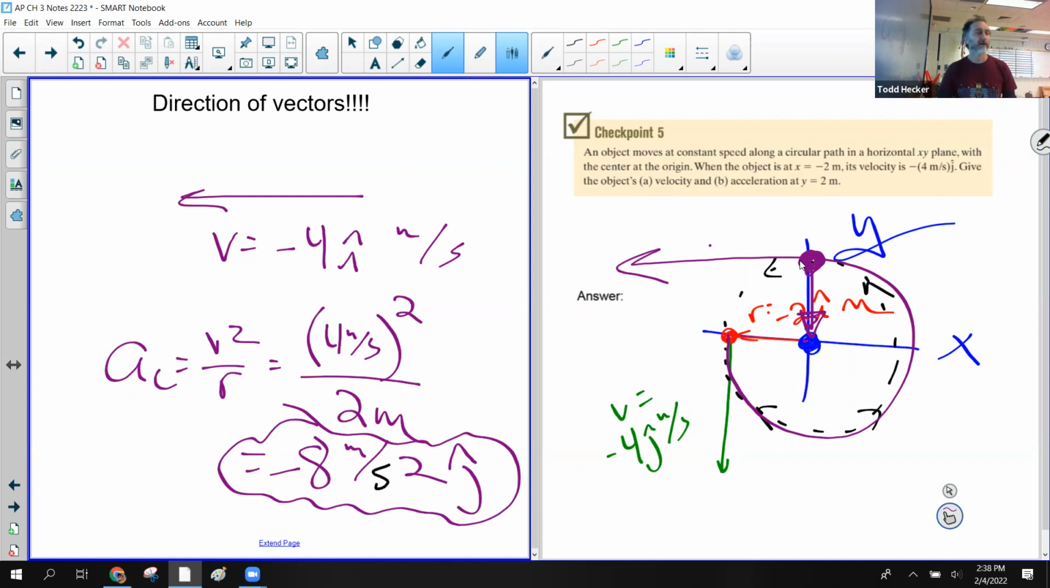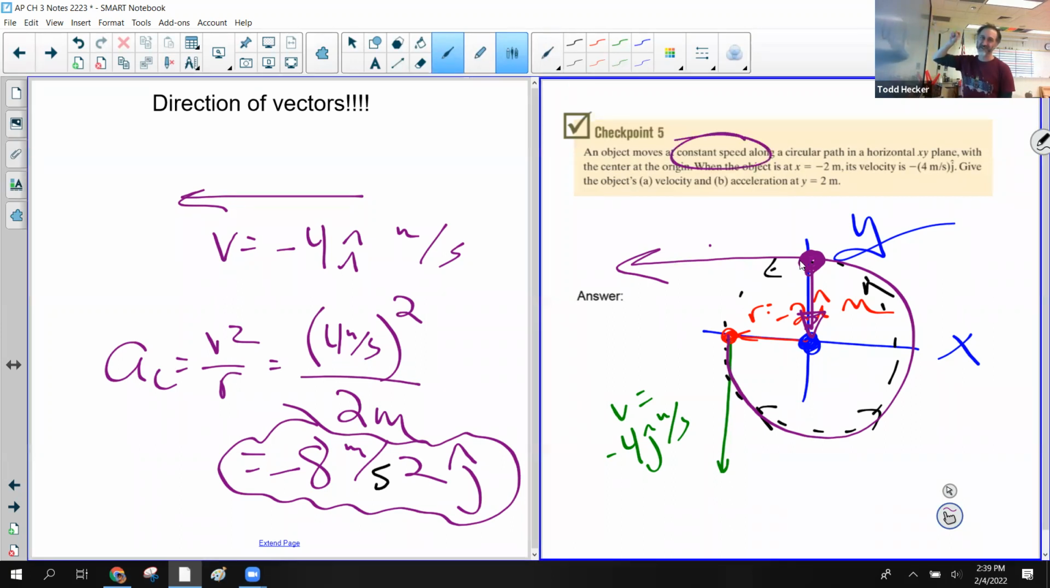Cool. All right, so that's all I'm going to say about uniform circular motion. This is stuff we did in honors. There's not a ton to it. As long as you know the direction of those vectors and how to calculate centripetal acceleration, you're in pretty good shape. Now, the question is, what happens if the object is speeding up or slowing down? What if it's not a constant speed?